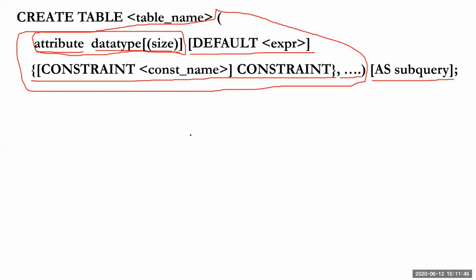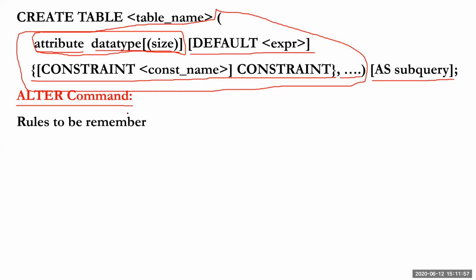Now we will take a new thing in data definition language commands, that is the alter command. What exactly is the alter command? The alter command is always used to change the structure of the table. If you want to change anything, there are some rules to be used with this alter command.